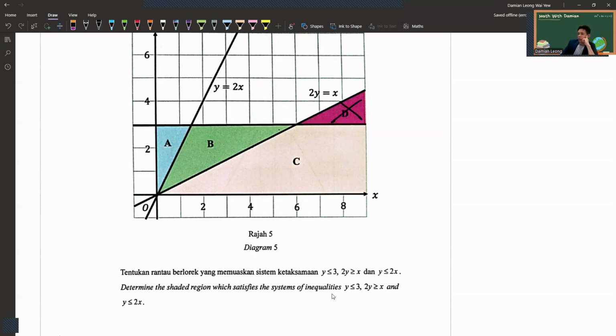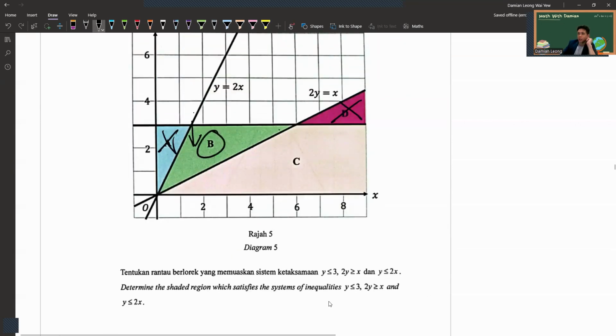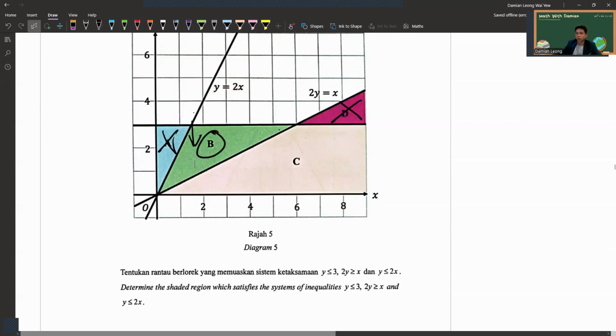Okay. So 2y more than or equal to x. 2y equals x is this line. So more means above, so it cannot be C. And y less than or equal to x. y equals x is this line here. So less means below, so it cannot be A as well. Means the answer must be B. Okay, that is question 17.